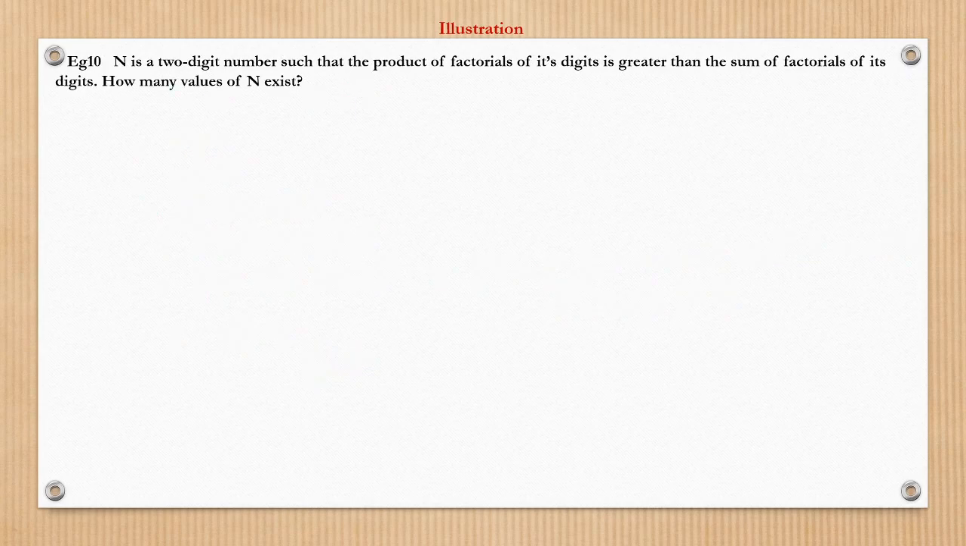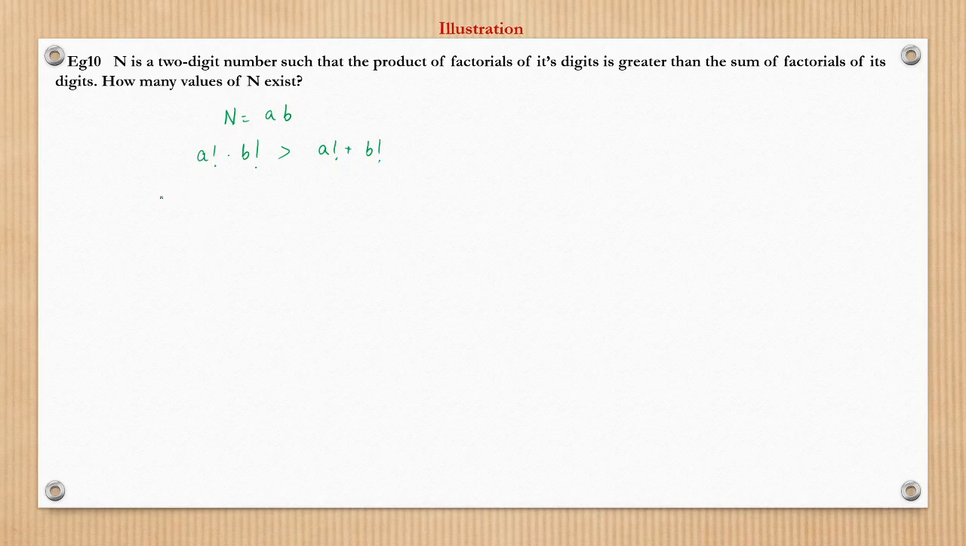Now this is another interesting question. Here it says n is a two-digit number such that the product of factorials of its digits is greater than the sum of the factorials of its digits. So let's suppose n is a two-digit number ab. The product of factorials of its digits is a factorial into b factorial. How many values of n exist?